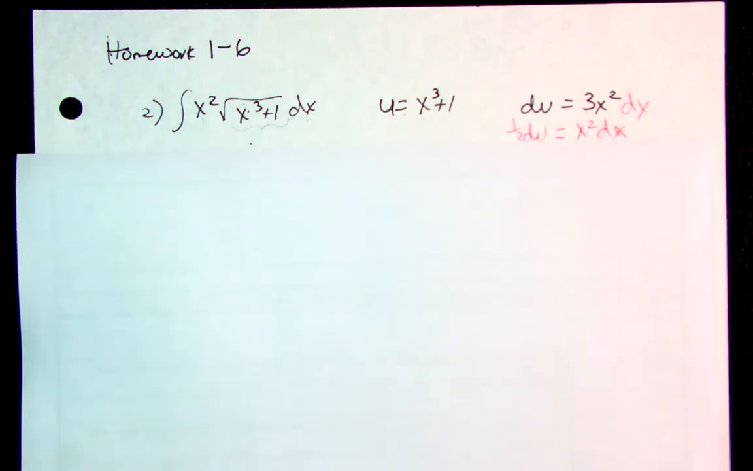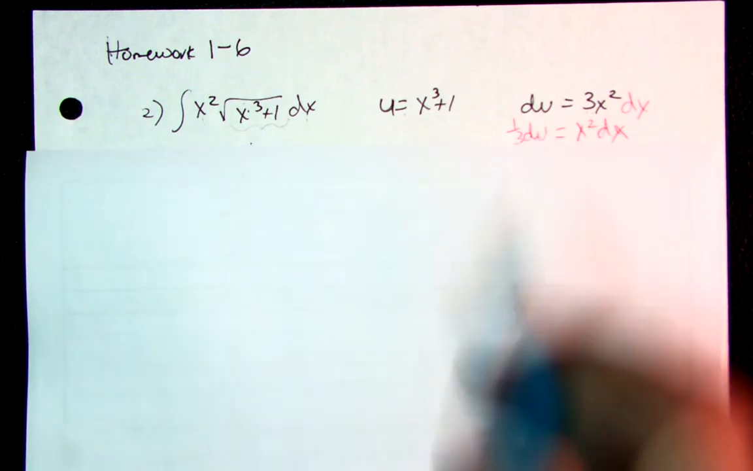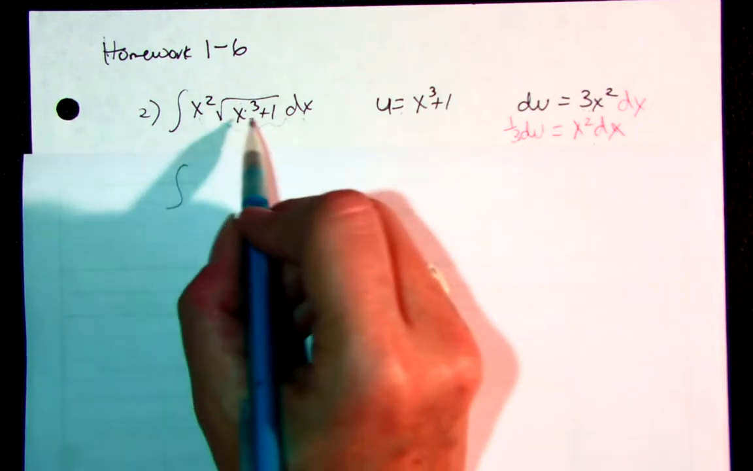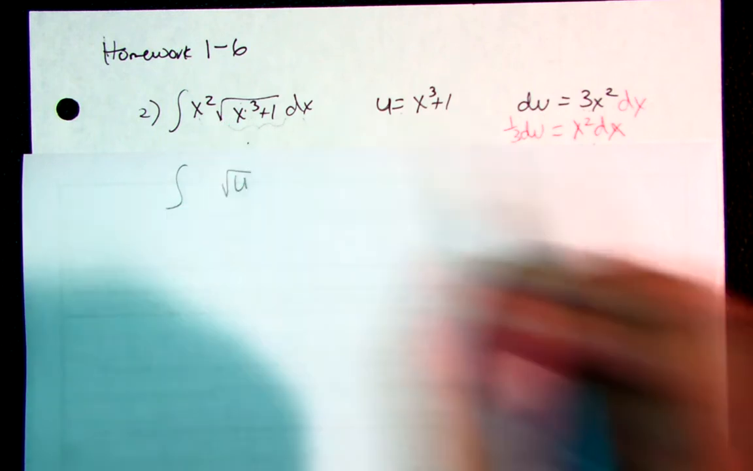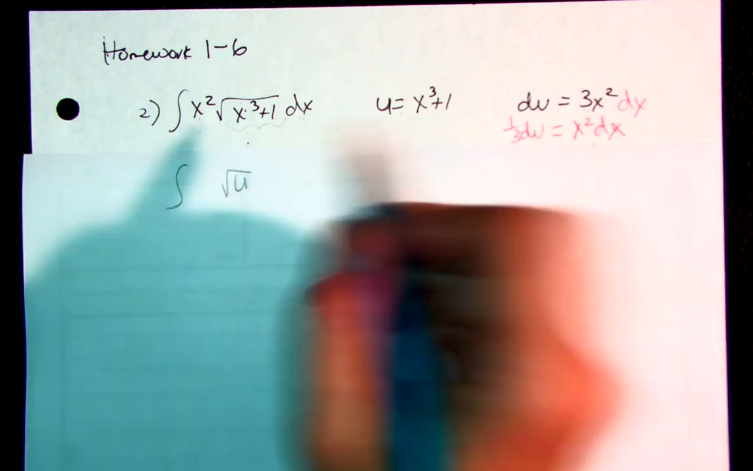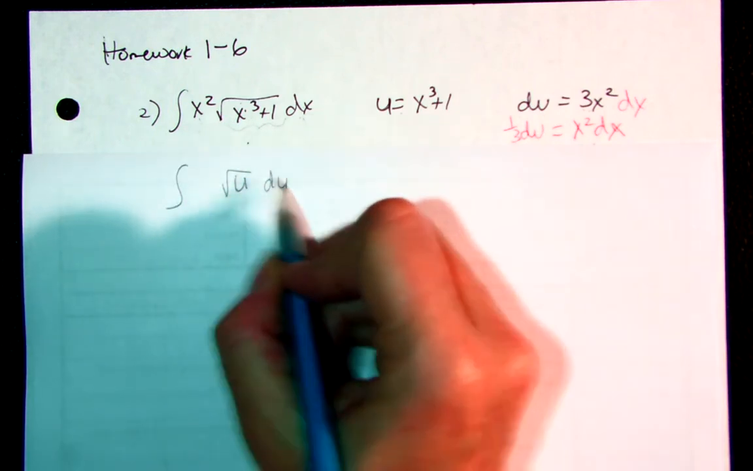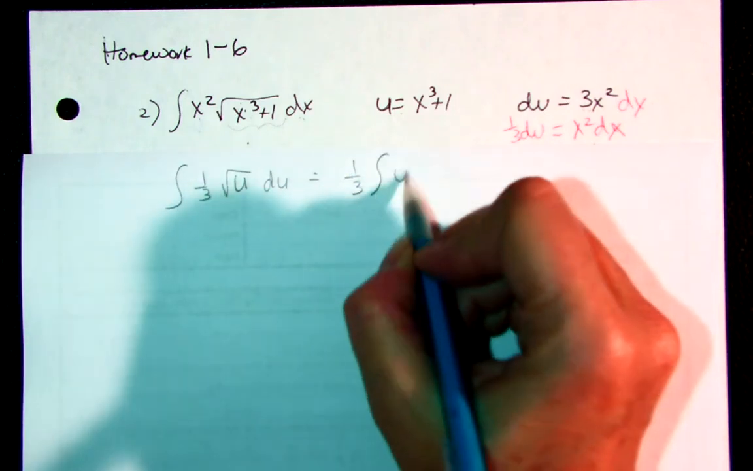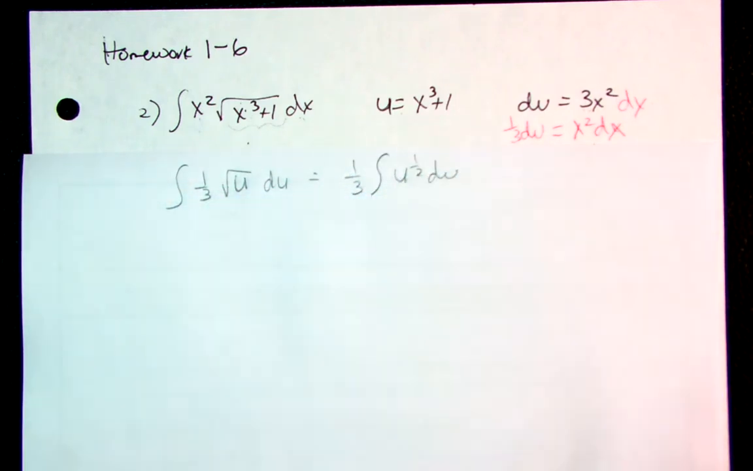I'm going to finish this on this paper here. So let's see, what would that be? I can get rid of, that's u, square root of u. All of this is replaced with my du 1/3, which equals 1/3 u to the 1/2 du, which is how you address that.